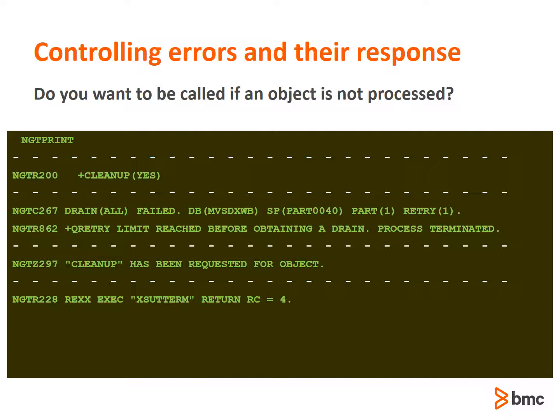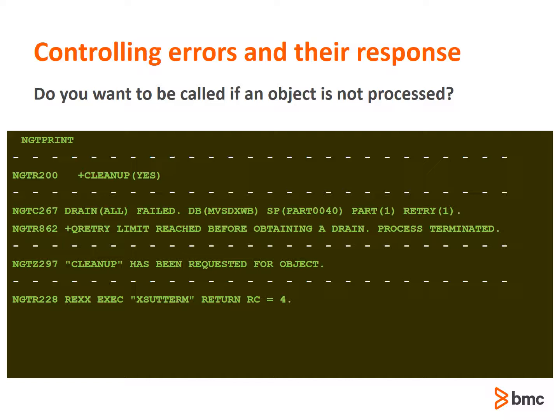In the object report for the failed object, the status will display as excluded and the job step will complete with return code 4. It's recommended you review your reorgs ending with return code 4 to ensure the same object is not being excluded from reorg processing repeatedly or for the same reason.